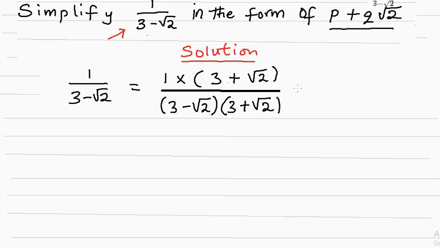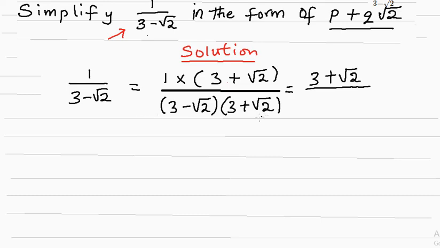All right. So at this point, 1 multiplied by 3 plus root 2, I will still have 3 plus root 2. Then of course, looking at the denominator, you can see that the two brackets are the same. But what differs is that one bracket has plus while the other has minus. That is what we call the difference of two squares. So you don't need to bother trying to expand this, okay?